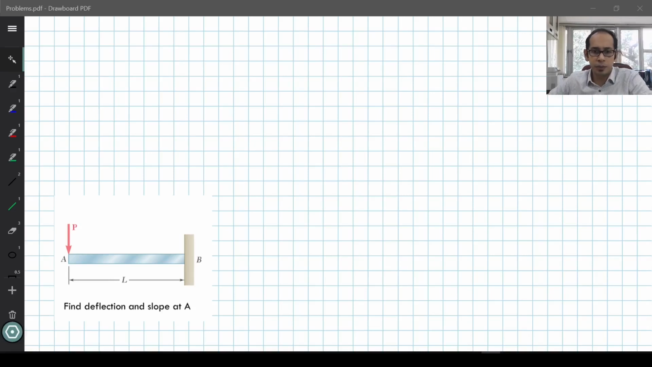So the first example problem which we're going to look at, as you can see, is a simple cantilever beam with a tip load at the very end. And you are asked to find the deflection at A as well as the slope at A.